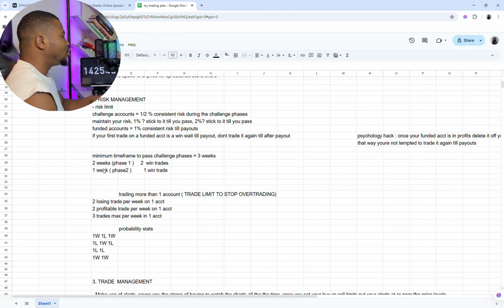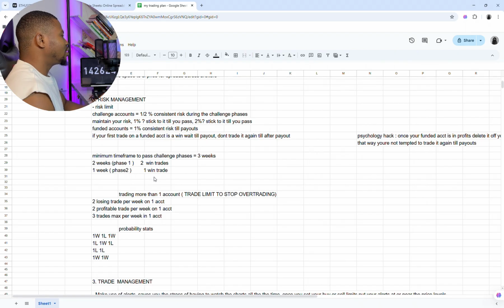Taking the whole year to pass what you can easily pass by increasing your risk. This comes down to you as a trader, if you know what you are doing and the strategy that you make use of in the market is something that is sustainable with high risk applied. The minimum time frame that I usually set for myself is 3 weeks to get done with the challenge phases. 2 weeks maximum for phase 1 because it requires a higher percentage to actually pass, and 1 week for phase 2.